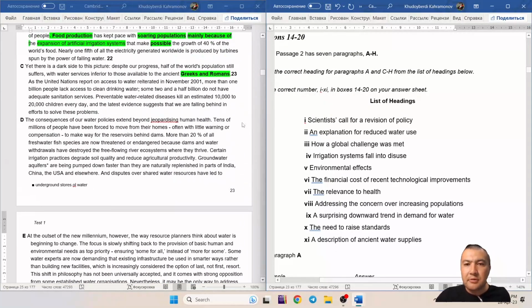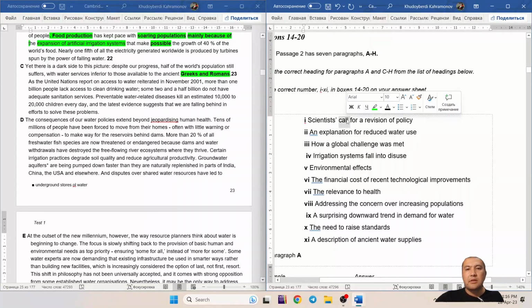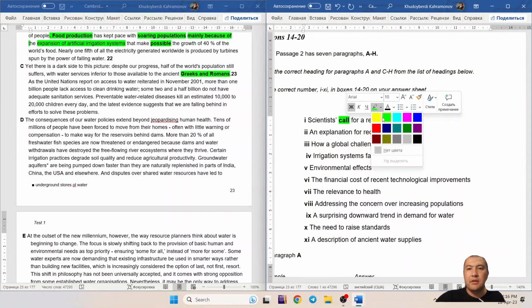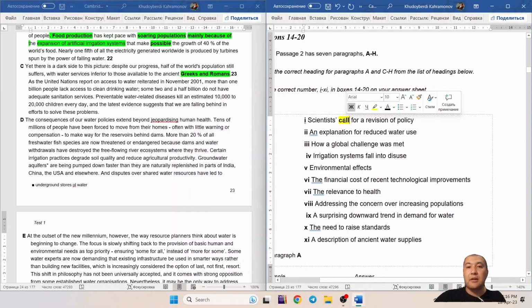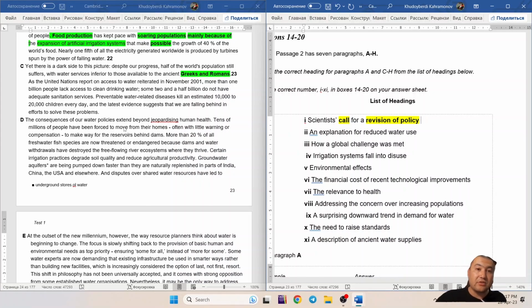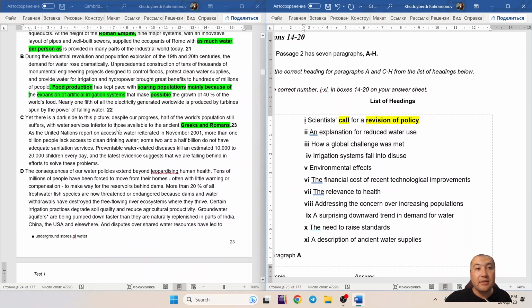So let's try to learn. Scientists call. So scientists are calling, maybe claiming. They are asking for a revision of policy. So they have a disagreement about the policy, and they maybe want a political change, right? So they are looking for a political change here. That's why we need to figure out such words, such synonyms in the text.